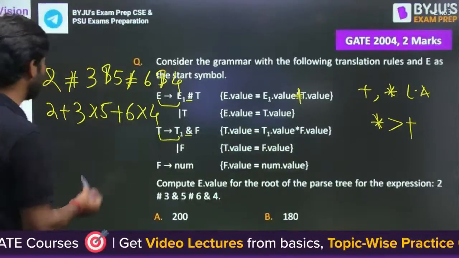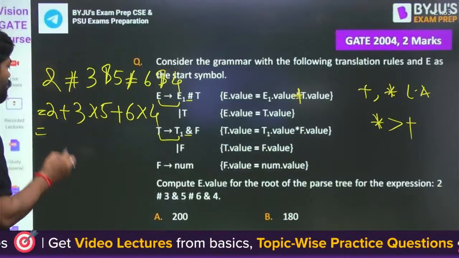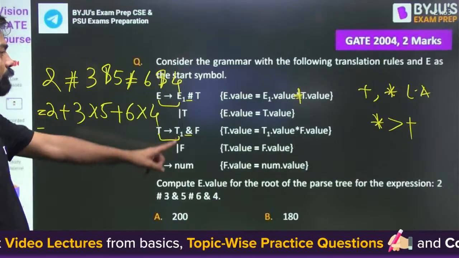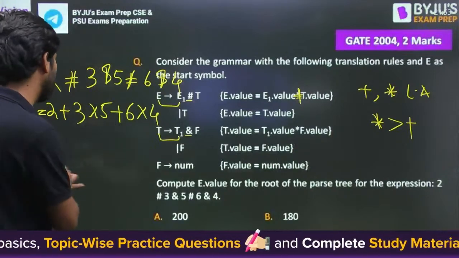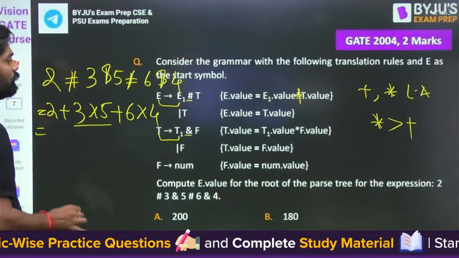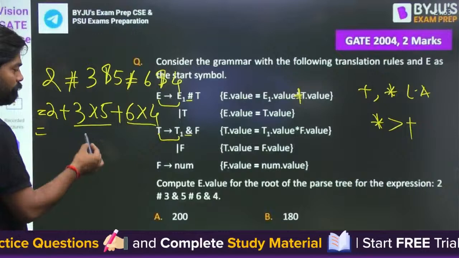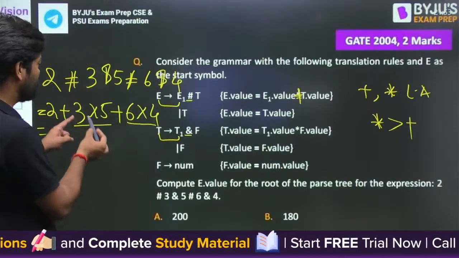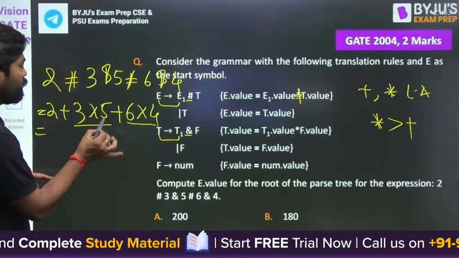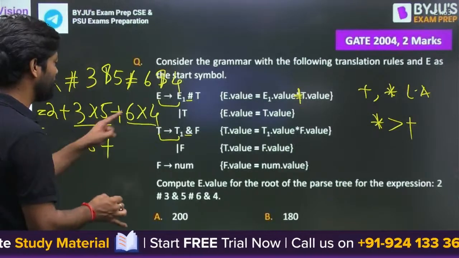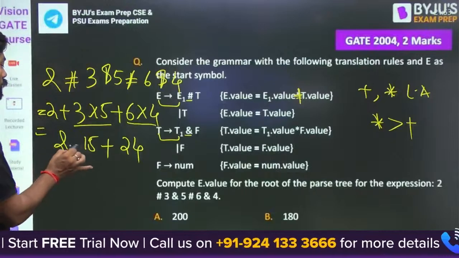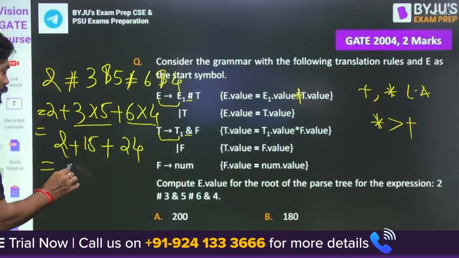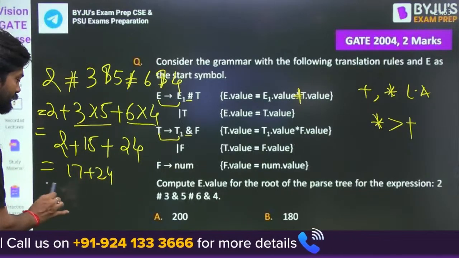So if you solve this one, what will be the answer? Can you please tell me? See, multiplication has higher precedence, and multiplication is left associative. So you can multiply this one first. So 3 into 5, it is nothing but 15. And plus 6 into 4, it is nothing but 24. And 2 plus 15 is 17. So 17 plus 24, I think it is nothing but 41.